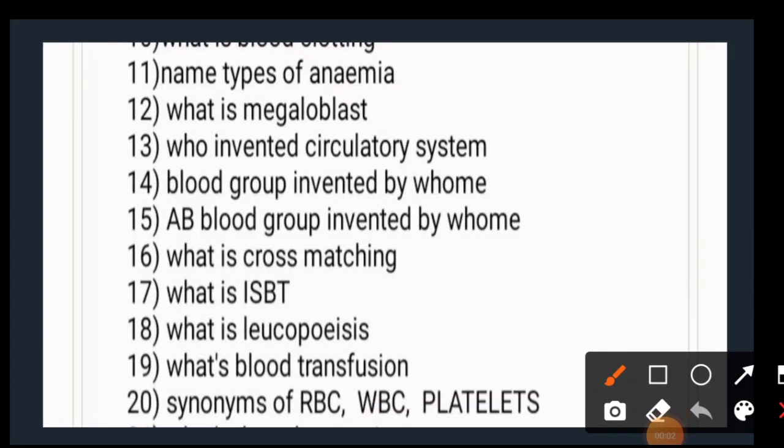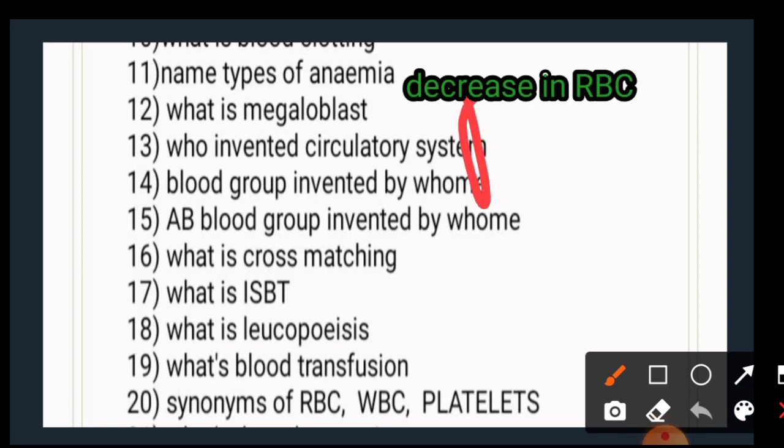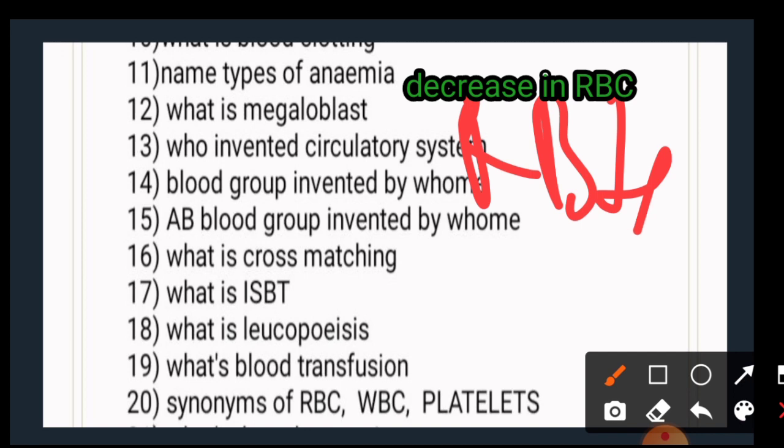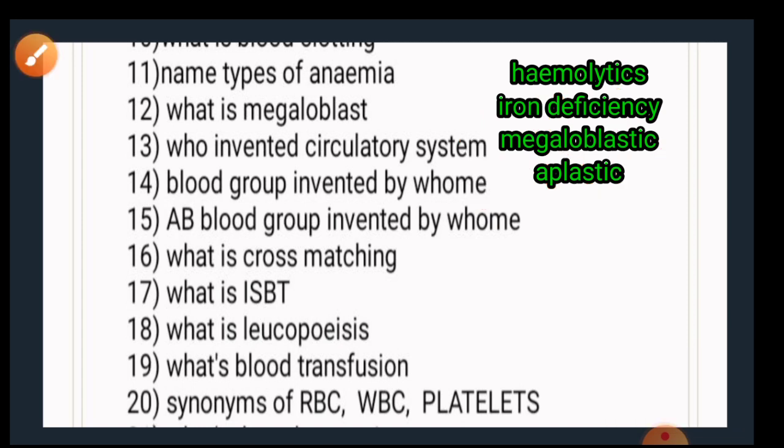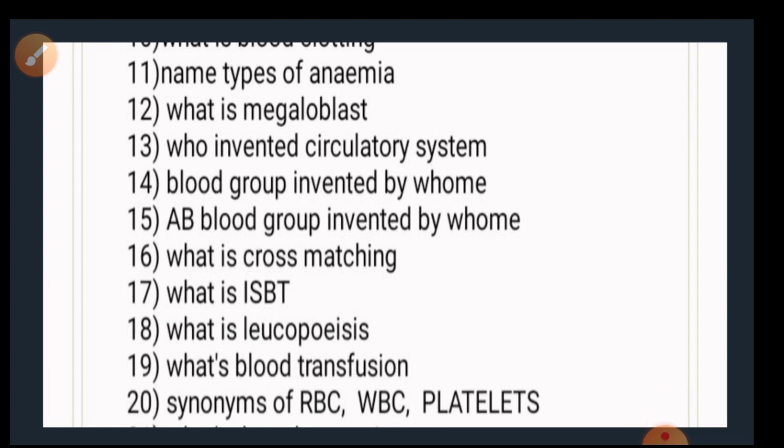What is anemia and what are the types of anemia? As you know, anemia is a disorder where the RBC number is decreased, and there are four types of anemia. One is hemolytic anemia, another is aplastic anemia, megaloblastic anemia, and also iron deficiency anemia. In iron deficiency anemia, hemoglobin concentration decreases in red blood cells. In aplastic anemia, the bone marrow is depressed, so RBCs are not properly formed.